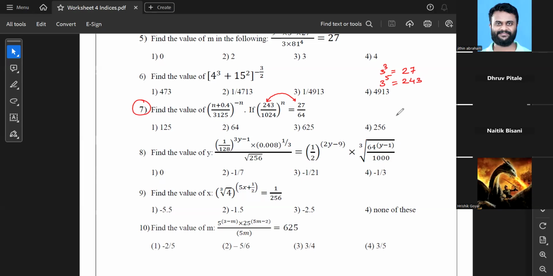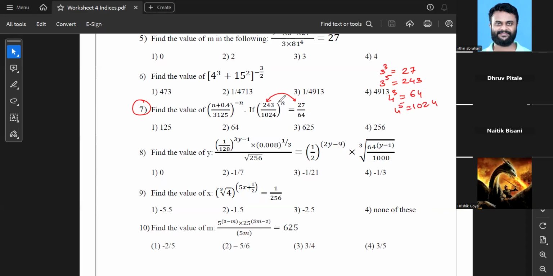The denominator is related to 4. Yes, related to 4. So even 64, what does it become? 4 raised to 1, 2, 3. 4 raised to 3 is 64. And 4 raised to 4 is 256. 4 raised to 5 is 1024. Correct. So the same ratio they're maintaining.